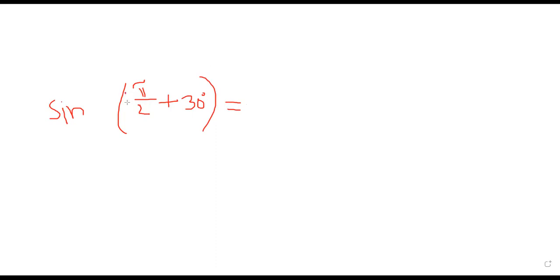One thing we should note is that if there is an even multiple of pi over 2, which is a multiple of 90 (pi over 2 is equal to 90 in degree measure of angle), then this angle will remain the same.